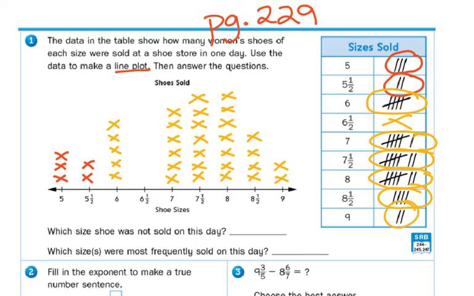So if you were a shoe store owner, what size would you stock the most of? Which size shoe was not sold on this day? Well, 6.5 does not have any shoes sold. Which size or sizes were most frequently sold on this day? There's 2 of them. It would be the 7.5 and 8.